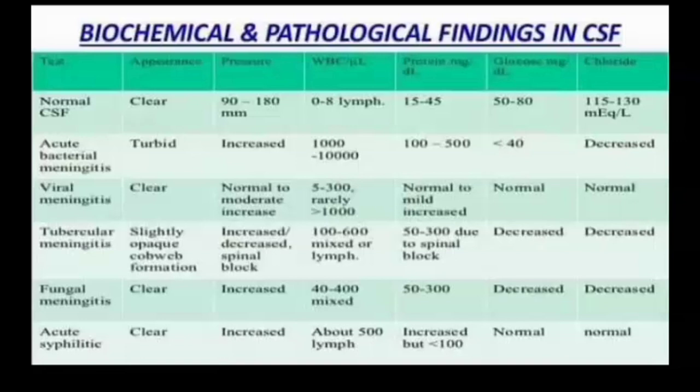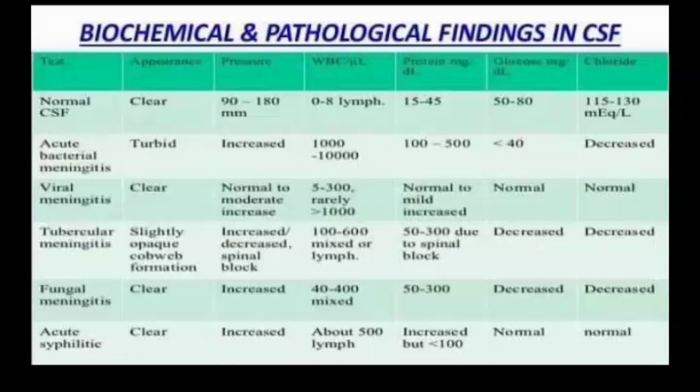Then in viral meningitis, the appearance will be clear and the pressure will be normal, and sometimes it may increase. Then WBC count is 5 to 300, sometimes more than 1000. Then protein is normal, glucose always normal, then chloride also normal.